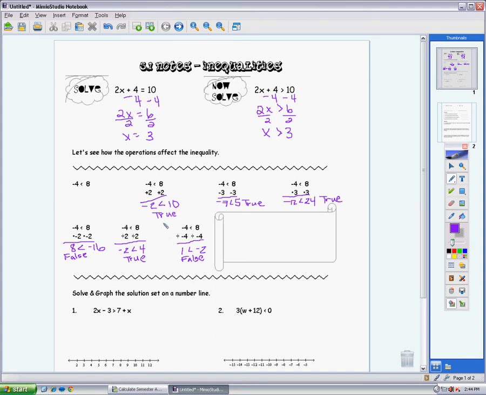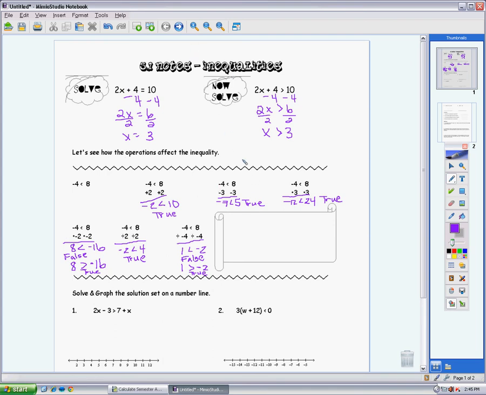So in order to correct that, in order to make 8 and negative 16 correct, I'm going to have to flip the inequality sign. So whenever you multiply or divide by a negative number, you're going to have to change the inequality sign. Because now if I flip it, 8 is greater than negative 16, then that's a true statement. And if I flip this one, 1 is greater than negative 2, then that's a true statement. So when multiplying or dividing by a negative number, we're going to have to flip the inequality sign.